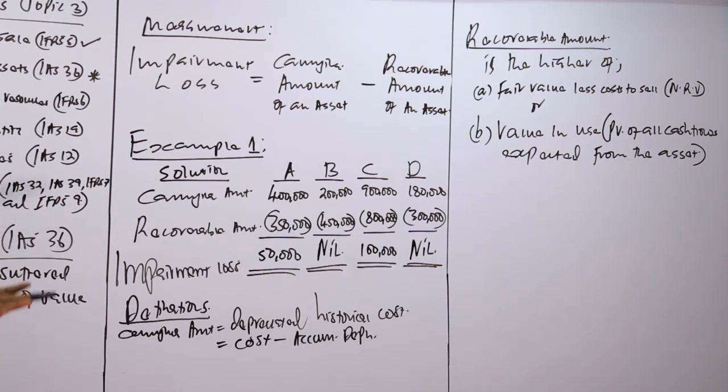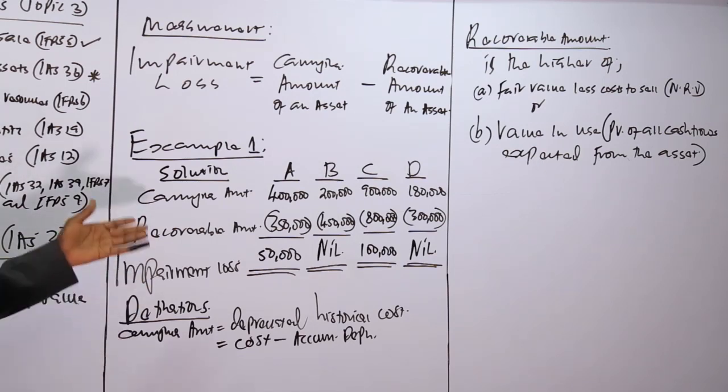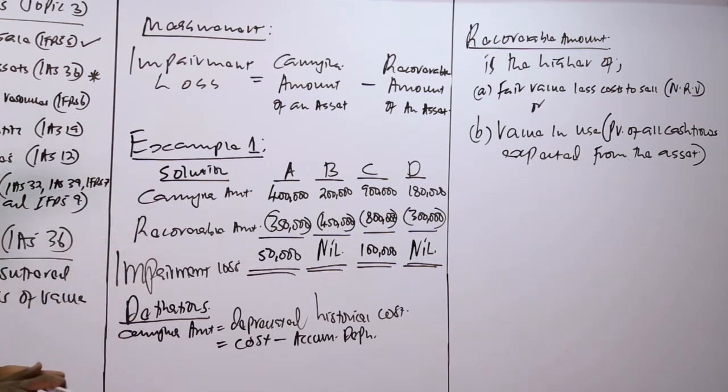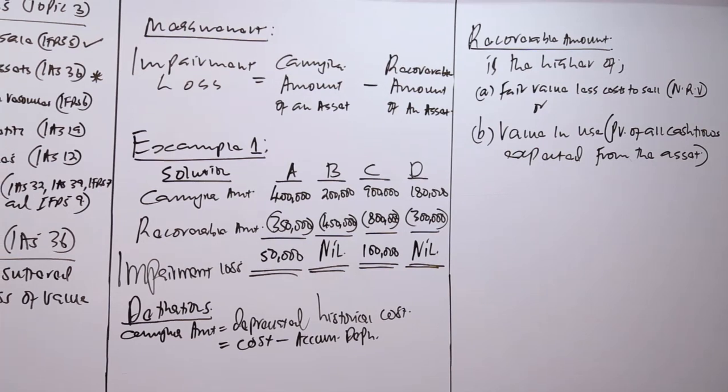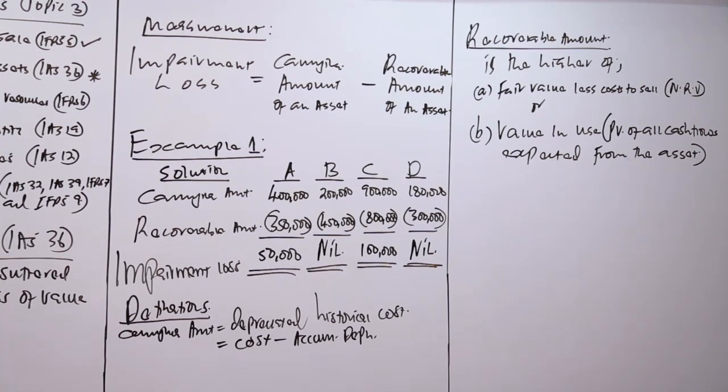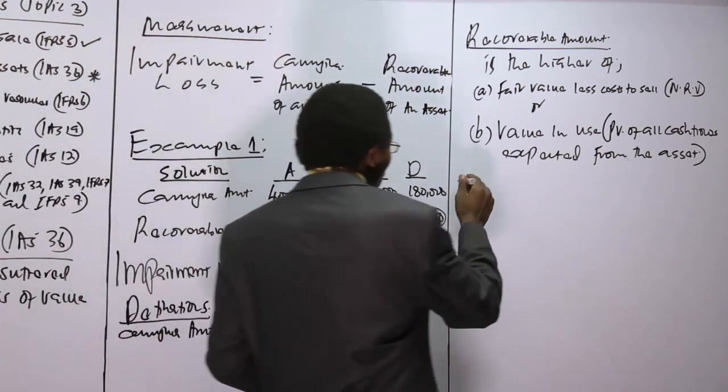Now, when you talk of the value in use, that means that we have to discount our cash flows in order to determine the value in use. The recoverable amount will be the higher of the fair value less cost to sell and the value in use. Now, we'll want to look at an example.